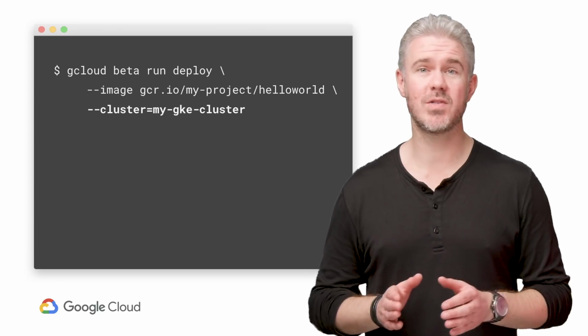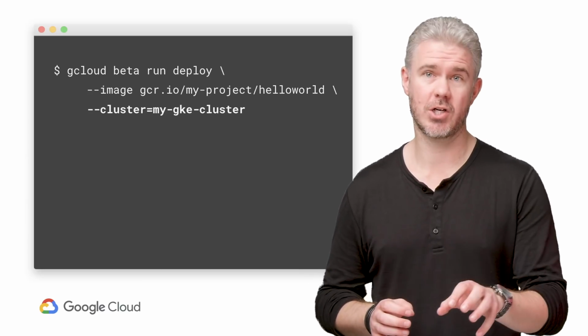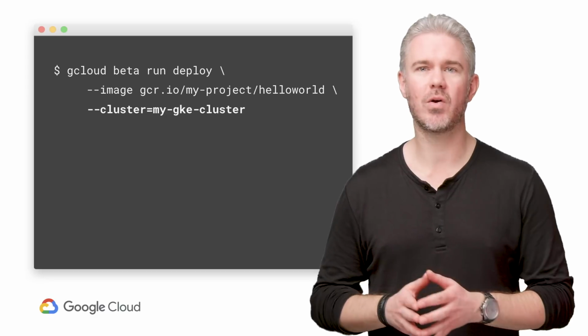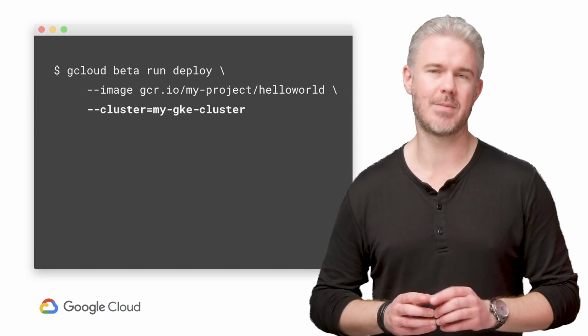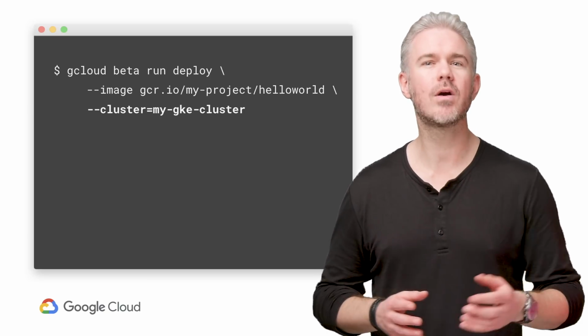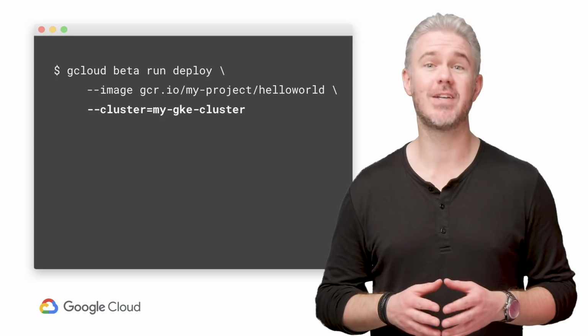If you're already using Google Kubernetes Engine, you can enable Cloud Run on your cluster. Then you can easily deploy this same code to your cluster with just one additional command line parameter. To learn more about the differences between Cloud Run and Cloud Run on GKE, check out the next video in this series. Now you know how to write an app, package it up, and deploy it to Cloud Run.